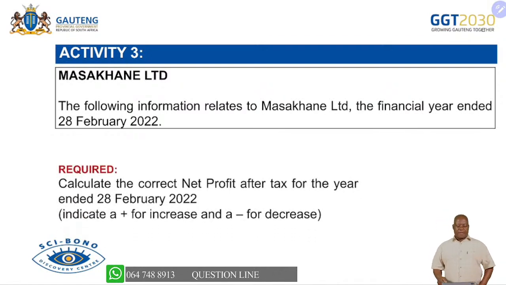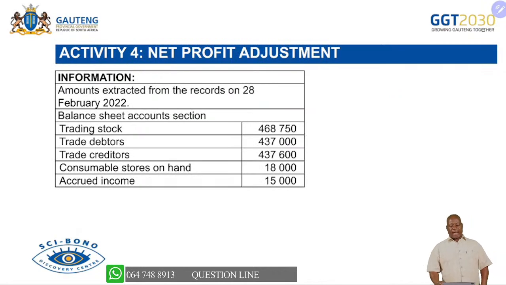Now it says here, Masakane Limited, the following information relates to Masakane Limited. The financial year ends on 28 February 2022. You are required to calculate the correct net profit after tax for the year ended 28 February 2022. You must indicate where there's an increase and where there's a decrease. So in other words, we are going to check what effect the adjustment is having on our net profit. Is it going to increase our profits or decrease our profits? If it is increasing our profits, we say plus. If it's decreasing our profits, we say minus. And then we are going to be done and dusted.